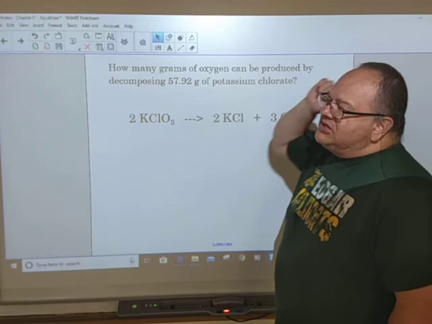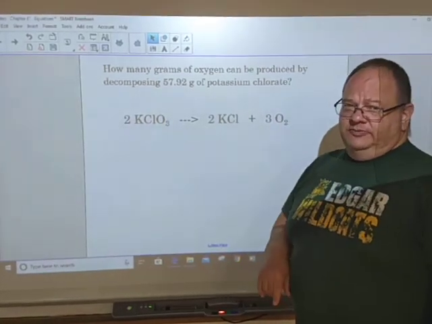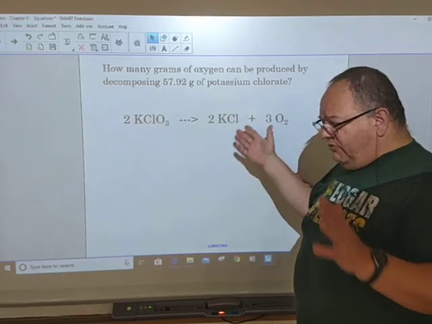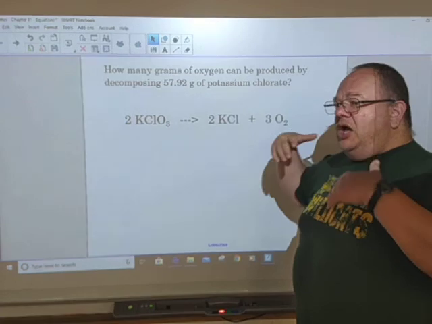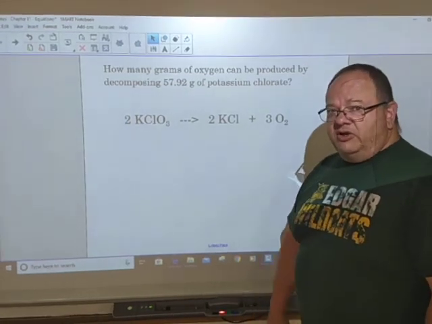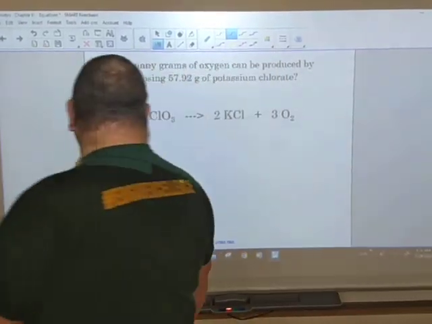We cannot touch a stoichiometry calculation until you have a balanced chemical equation. Because if you have formulas written wrong, if you have balancing wrong, then you're just going to be doing a calculation based on wrong numbers. So you have to make sure that you have a correct equation.